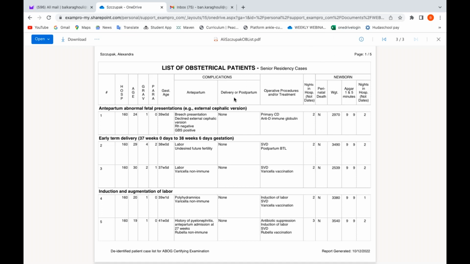The suprapubic pressure to relieve the head in breech. It has a name. I'm not aware of the name. Okay, it's called the Credé maneuver. C-R-E-D-E, Credé. Okay, so let's say you did the suprapubic pressure, you did the Mauriceau-Smellie-Veit, but the head is not coming.